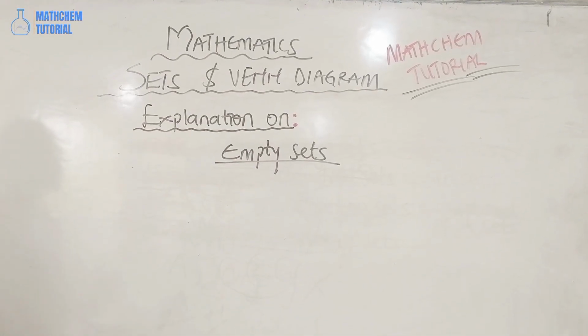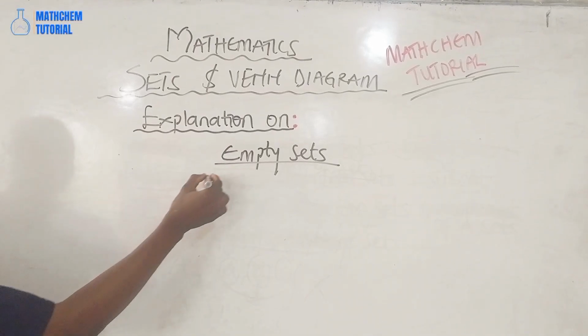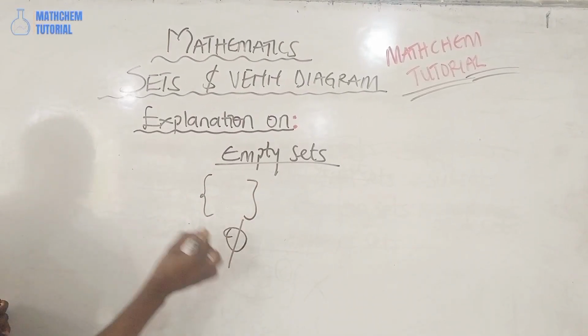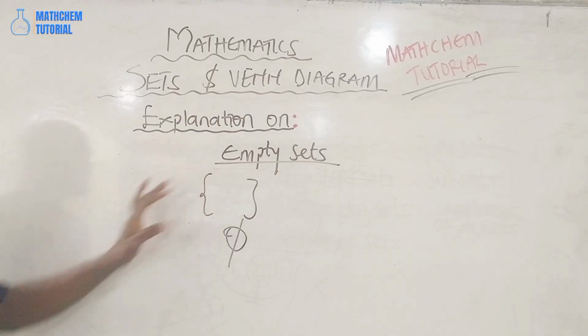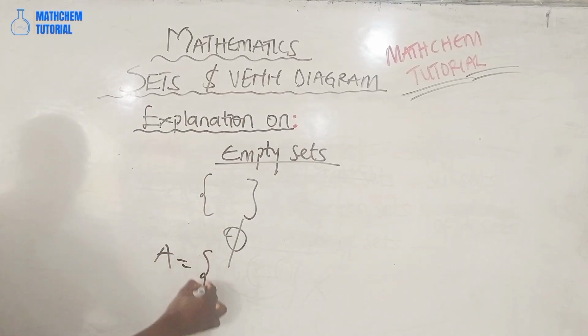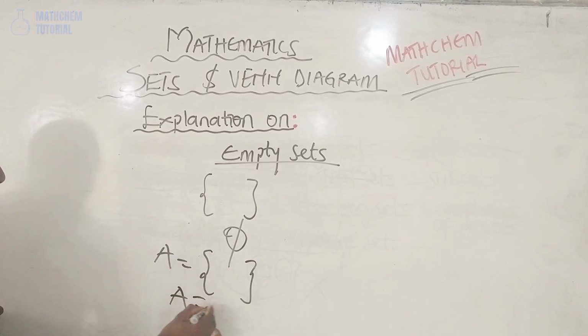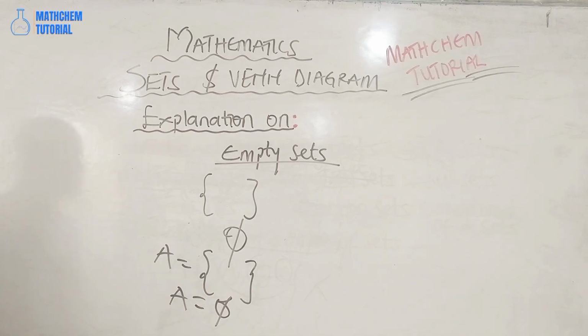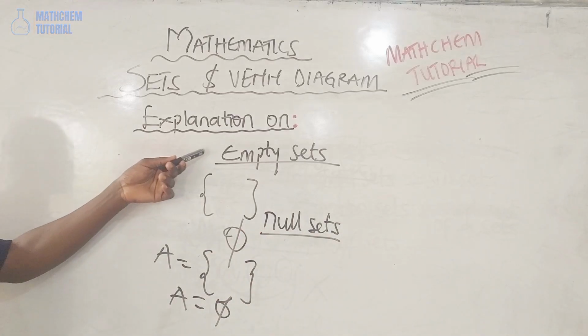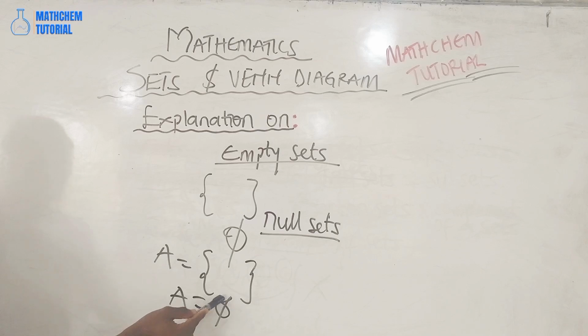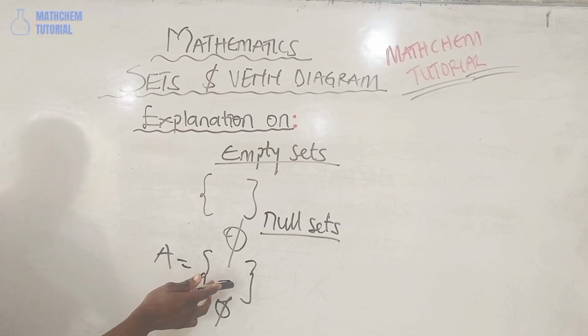Empty sets. From the word empty, empty means nothing. This particular empty set is denoted by this symbol, an ordinary curly bracket, or you write this symbol. An empty set is a set that does not have any element. So if set A has no element, or maybe in your question or exam they only write set A as this or this, they are trying to refer you to the fact that this particular set has no element. Therefore it is an empty set. An empty set can also be called a null set. So either you call it empty set or null set. Whenever you see this symbol, written as zero with a slash, or an ordinary curly bracket, that represents an empty set. It is a set that does not have any element in it.